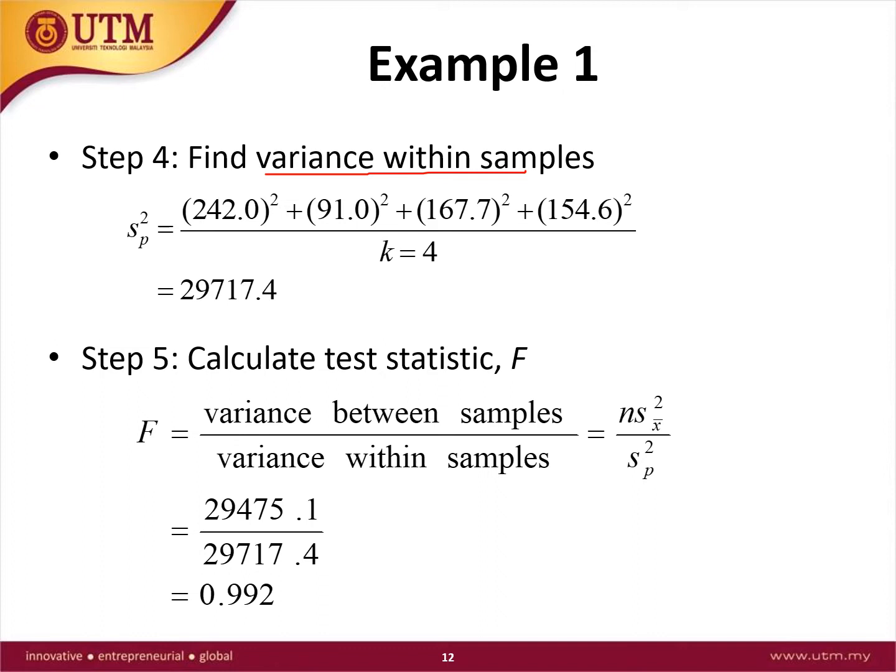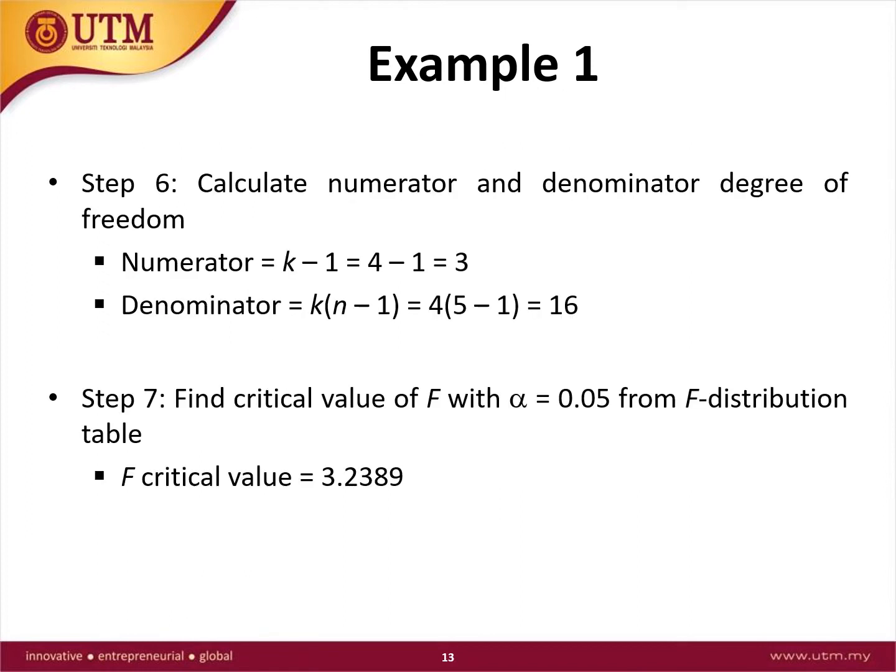The previous one is between the samples, and this one is within the samples. So this is the formula. Then calculate the F test statistic with the variance between the samples and the variance within the samples. Divide these and you get 0.992. Then calculate the numerator and denominator degrees of freedom. The numerator here is 3 and the denominator is 16.